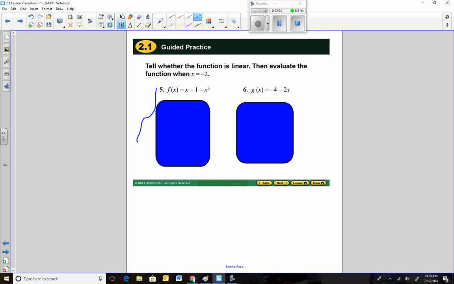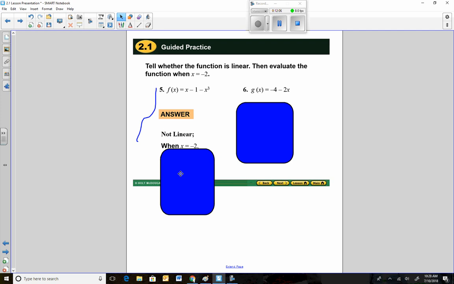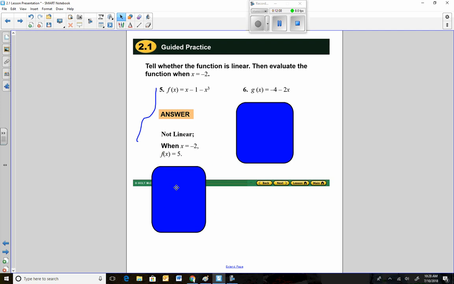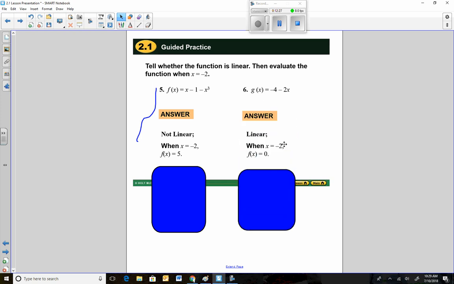Is it linear? I'm sorry, I read the directions wrong. Tell whether the function is linear. It's not linear. It's raised to the 3rd power. This one's raised to the 1st power, so we know it's linear. And then it wants us to plug in the -2. So plug in your -2, and you will get x equals -2, and function of x will equal 0, because you will get a 0 once you plug in -2.